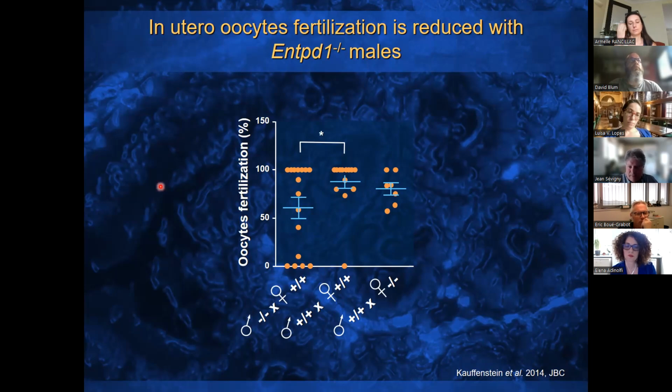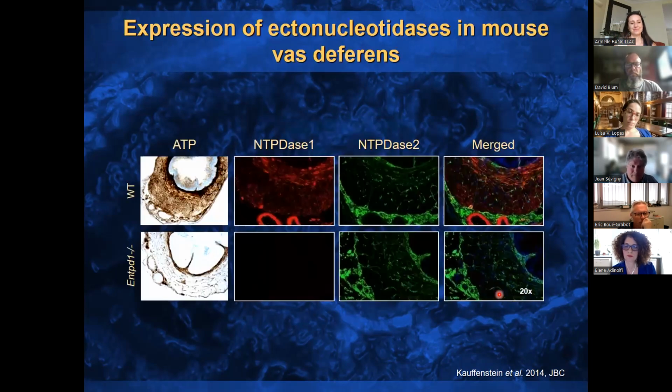As I said, NTPDase1 is expressed in the smooth muscle cells of the vas deferens. You can see here there is high ATPase activity in wild-type mice, showing the presence of NTPDase1 in smooth muscle cells. In the knockout mice, in the vas deferens, again, there is no activity on smooth muscle cells, and obviously there is no immunolocalization of NTPDase1.